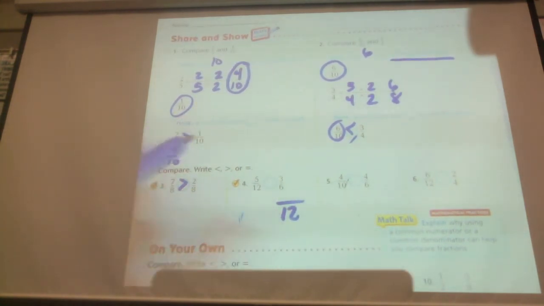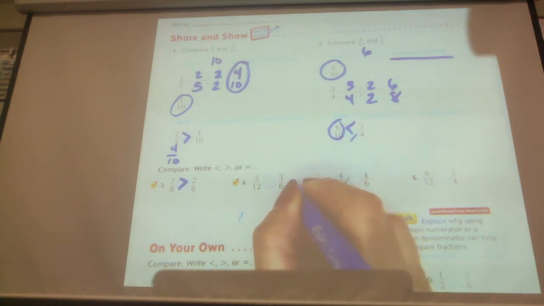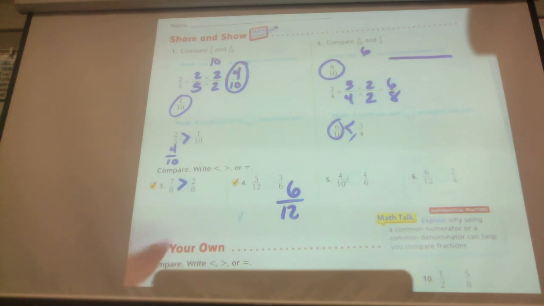What do I multiply the 6 by to get to 12? 2. So I multiply the numerator by 2, and I get 6. And now I can compare 5/12 and 6/12. Which one's greater? 6/12.